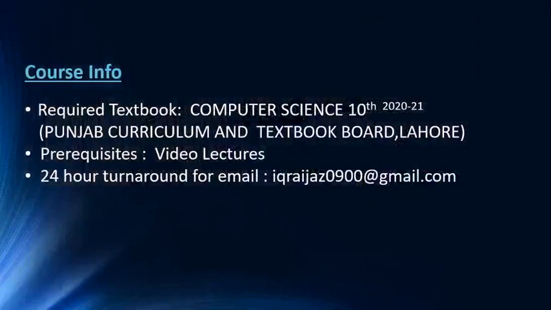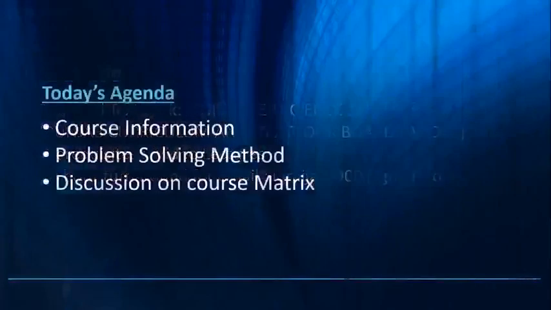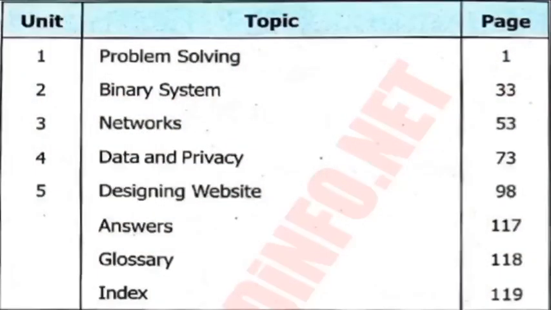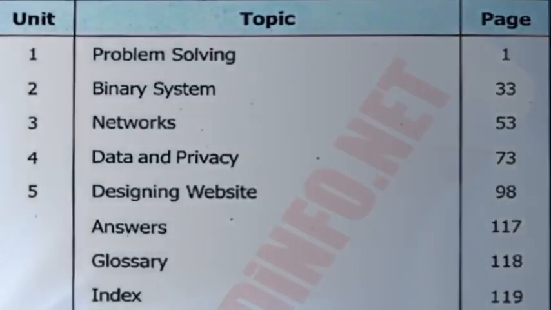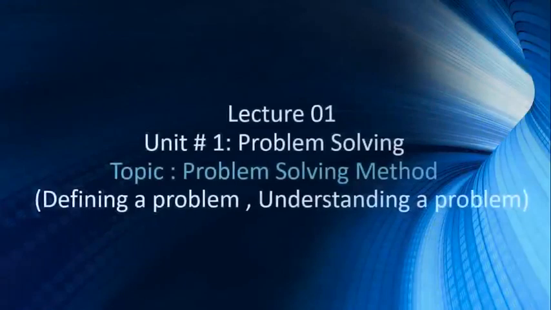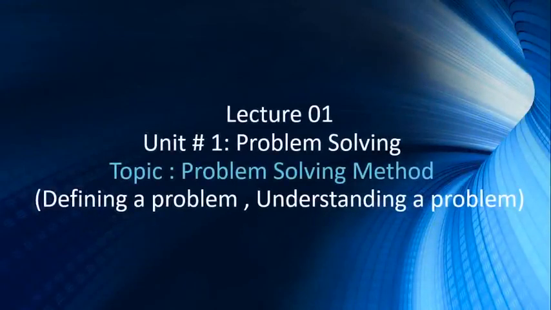But before going to start our new video, let's take an overview of your new book, Computer Science 2020. In this book there are 5 chapters. First one is problem solving, second one binary system, then networks, then data and privacy, then designing website. This is a very informative book for you, so don't miss any point. Let's start our first lecture, problem solving method, defining a problem, understanding a problem.